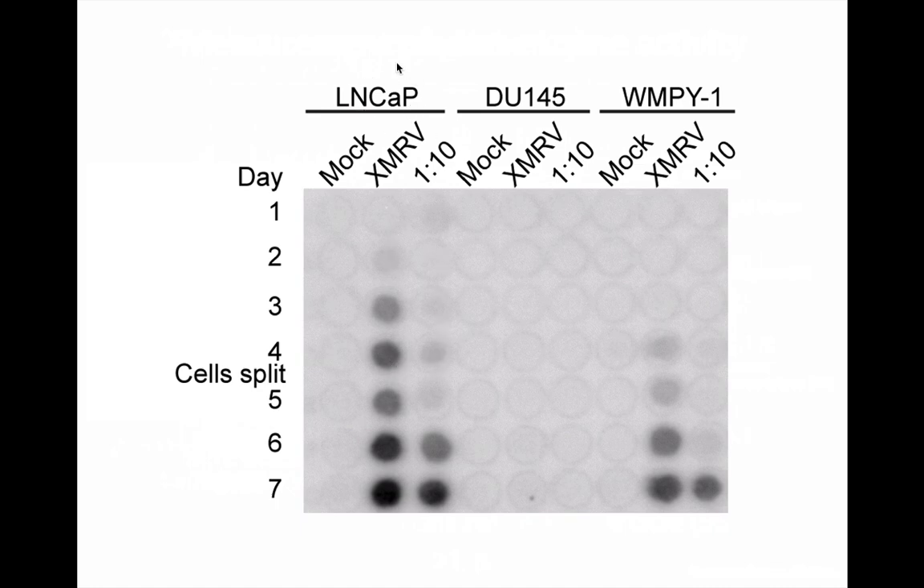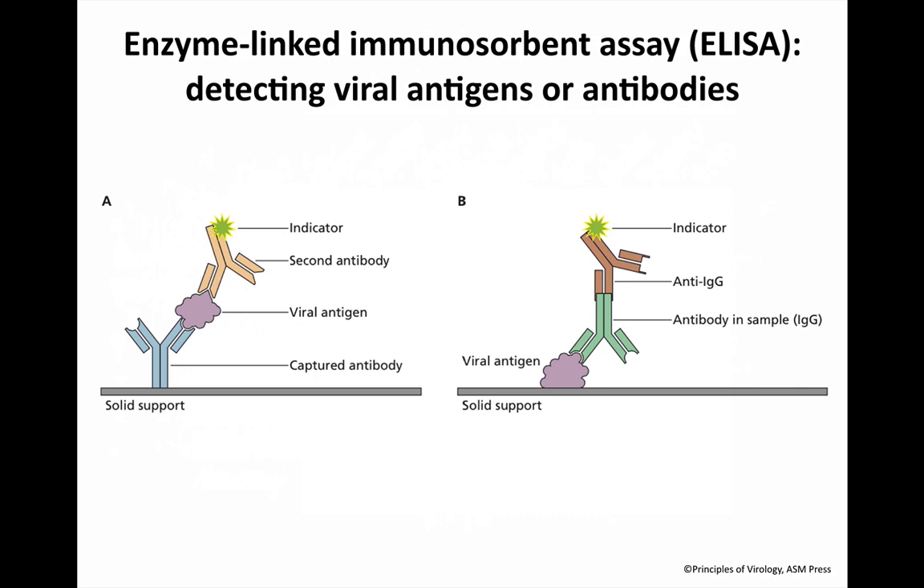So these cells, the LNCaP cells, can be infected, but not the DU145. And the WPMY-1 cells can also be infected, but apparently not as well. They're not as good a producer as the LNCaP cells. So measuring enzymes in virus particles is another way to measure the particles themselves.